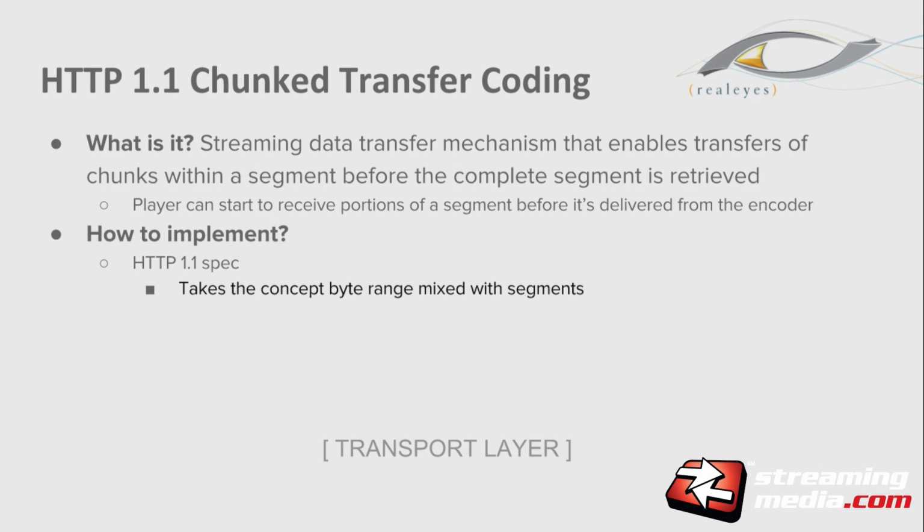So what is HTTP 1.1 chunk transfer coding? It's a streaming data transfer mechanism that enables transfer of chunks within a segment before the complete segment is retrieved, or necessarily even available at that point. The player can start receiving portions of segments before they're delivered from the encoder. The way I see it, it takes the concept of byte range with segments. You understand using byte ranges instead of TS files, right? I see enough heads nod, cool. So what if you could use TS files normally and just leverage that benefit, but use byte ranges while it's encoding, so that you don't have to wait that dang 6 seconds just to have that content start to be delivered, right?